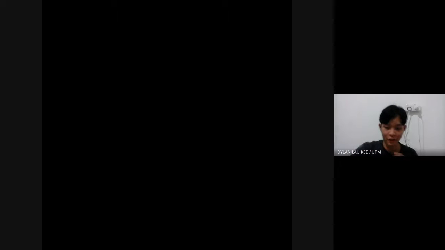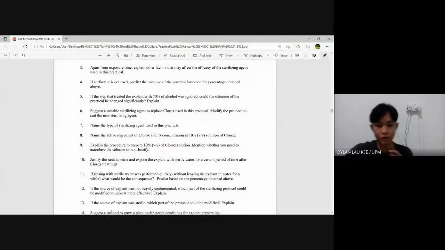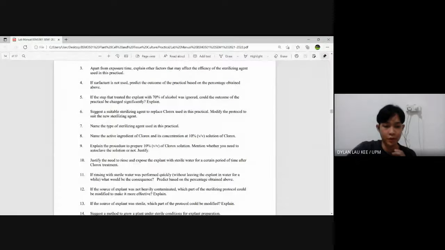Okay, moving on to question number 10. Justify the need to rinse and then expose the explant with sterile water for a certain period of time after Clorox treatment. So anyone would like to try?